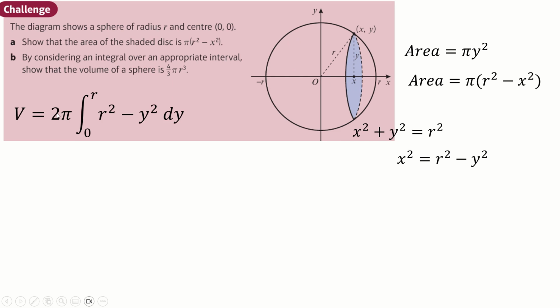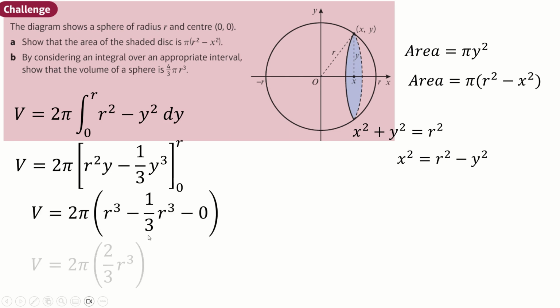So I think the volume is just 2 lots of pi times the integral between 0 and r of x squared, which means I'm rotating around this way. X squared is, of course, just this. I can just integrate that, and then I can put the r's in. This makes r cubed, this makes a third r cubed, put in 0, you get nothing, so that makes 2/3 r cubed, times it by 2 pi, and you end up with 4/3 pi r cubed, which is indeed the volume of a sphere. Good, I think that's the whole question done.